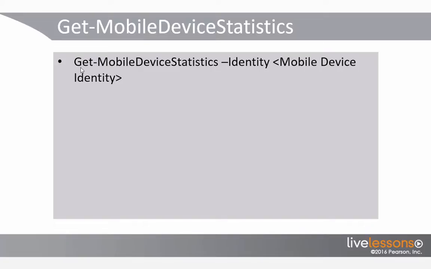Well, take a look at this cmdlet, Get-MobileDeviceStatistics. And this time the identity parameter isn't optional, it's required. So what this command does is it lets us see some statistics related to a specific mobile device that we specify with the identity parameter. So let me switch back over to Exchange and I'll show you how this command works.